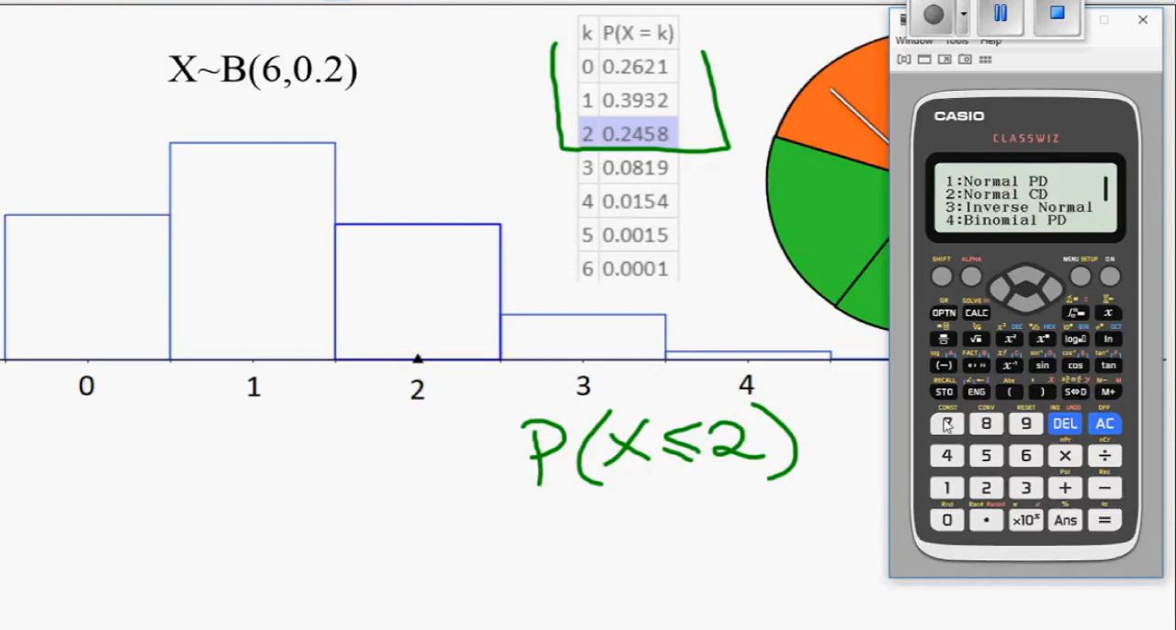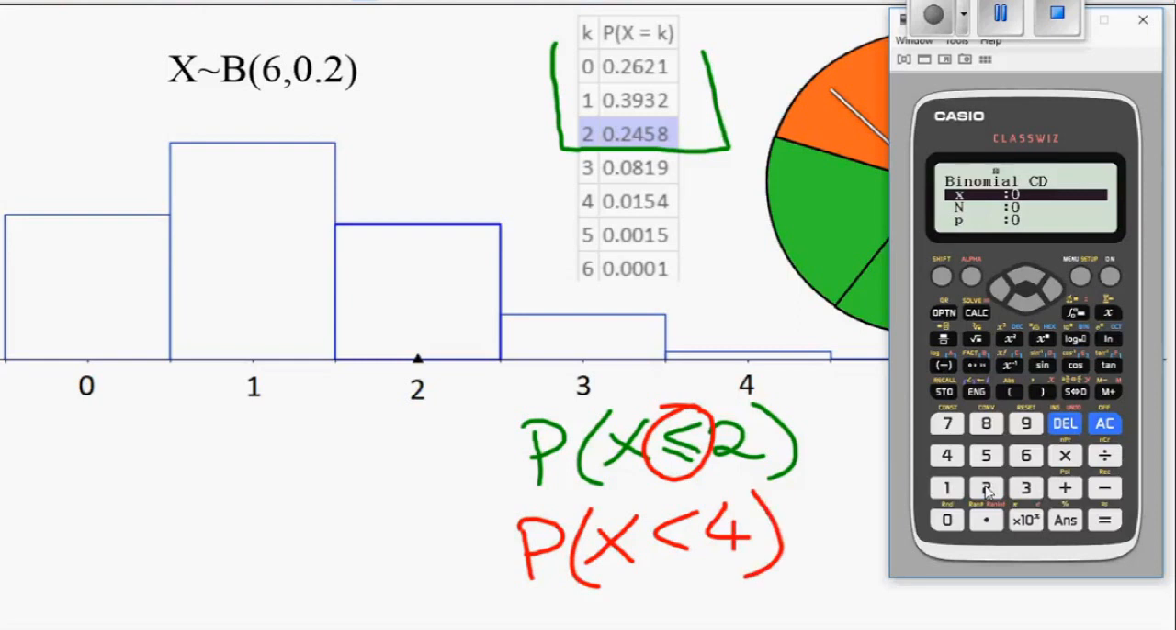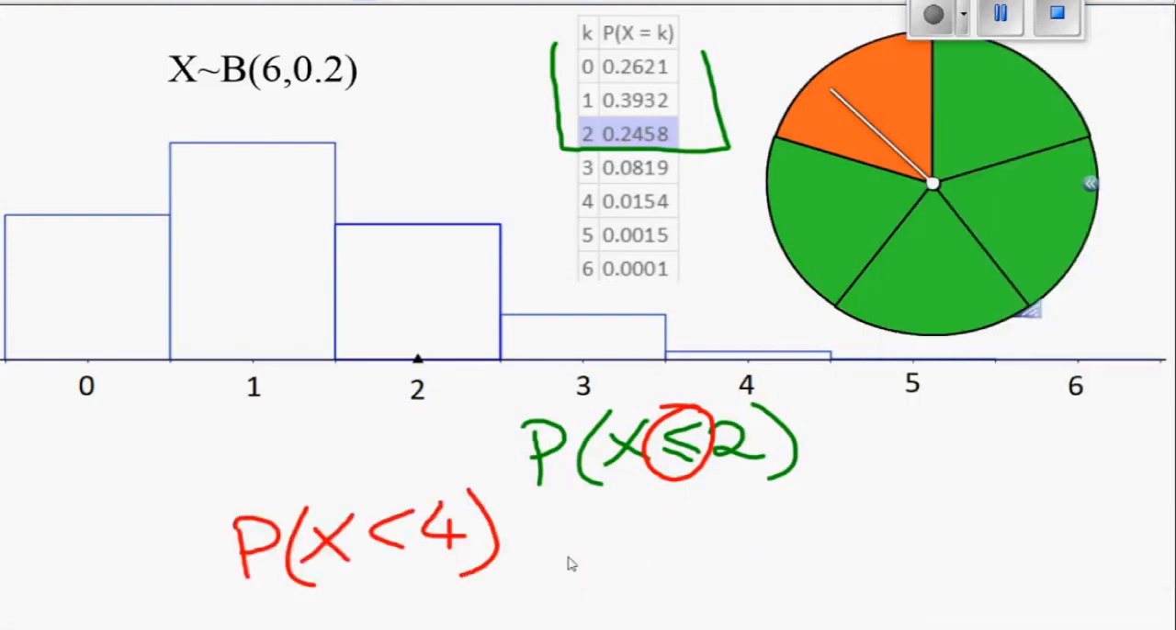What you'll notice when we're in our binomial CD mode is that we don't get an option for how our sign goes. Our sign, to use our calculator, must be a less than or equals sign. So if I wanted to, for example, know the probability that x is less than 4, now because it's a discrete distribution, x can't be 3.5 or x can't be 3.1. Now I know that the probability that x is less than 4 is the same as the probability that x is less than or equal to 3.